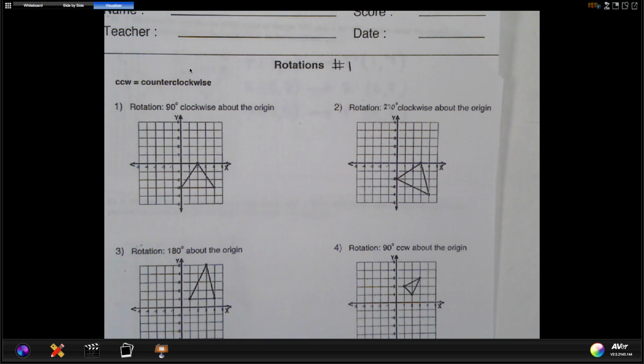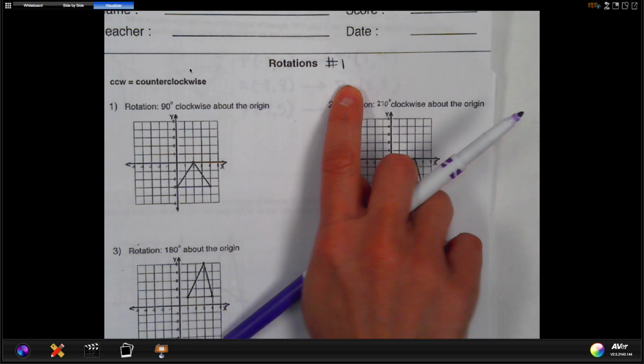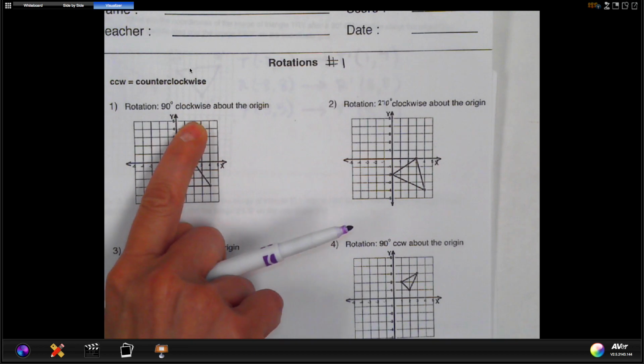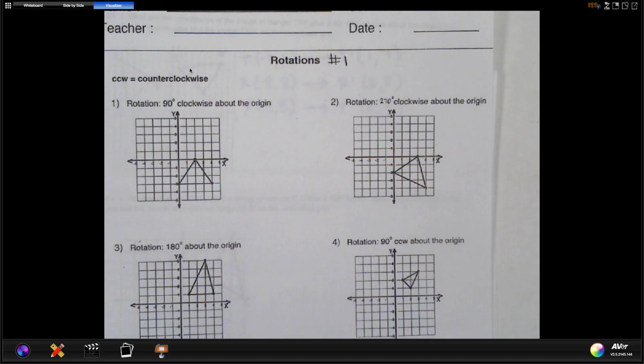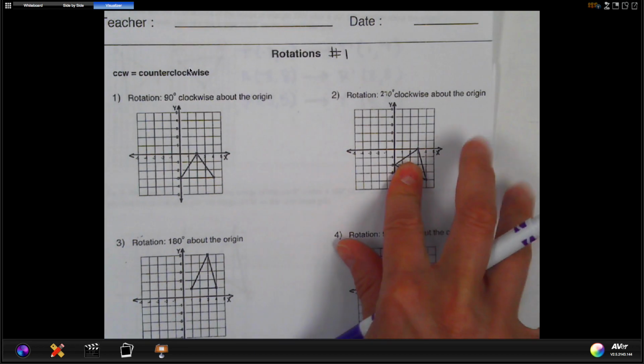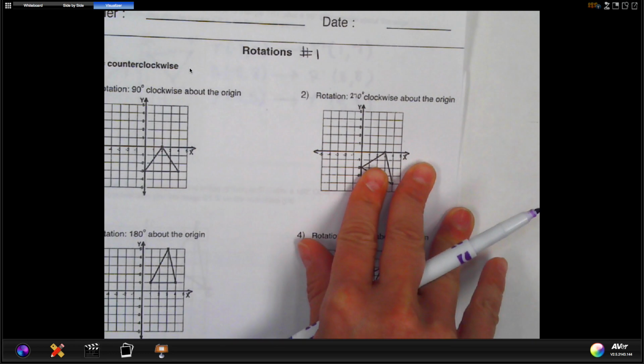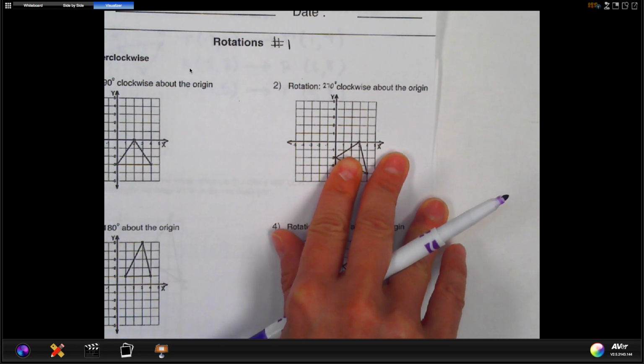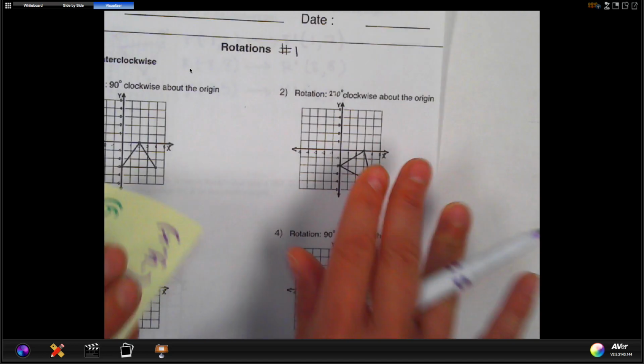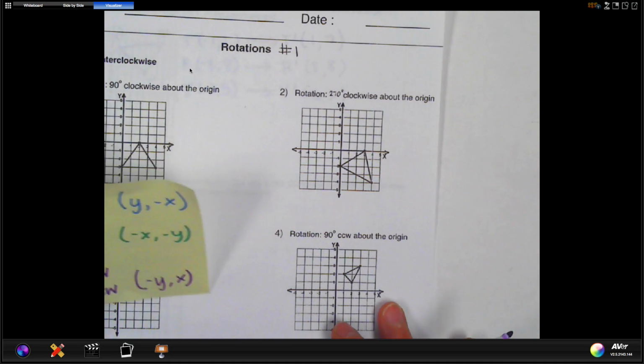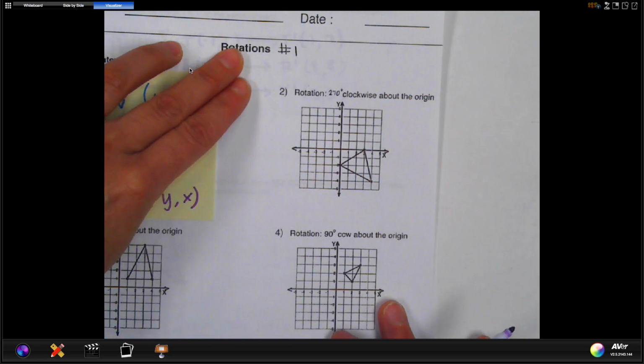So our assignment today says rotations 1. We just did a 90-degree clockwise, so let's do a different one. Let's do a 270-degree clockwise and see what happens there. Okay, again, I'm going to use my rules, so you want to have those handy somewhere.